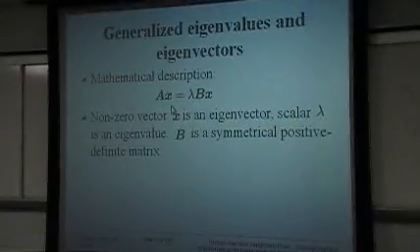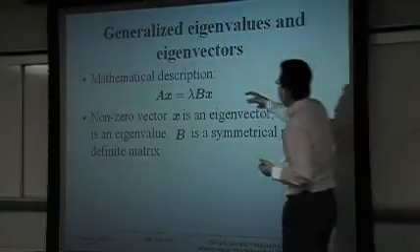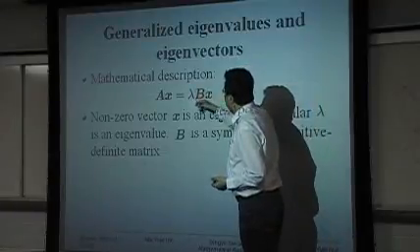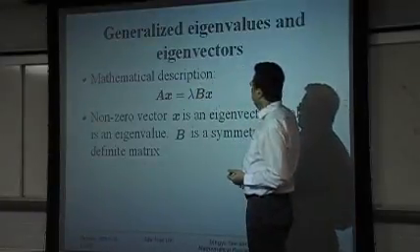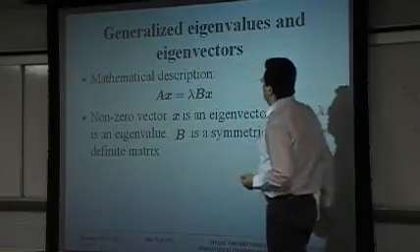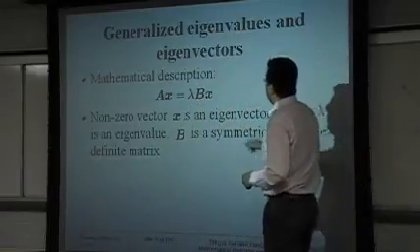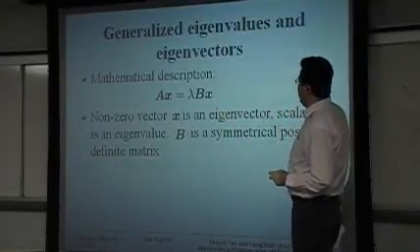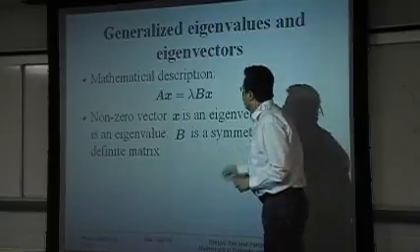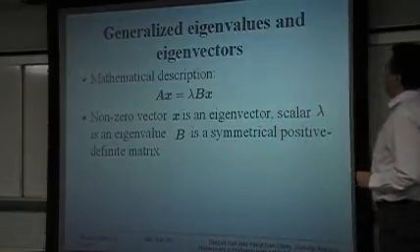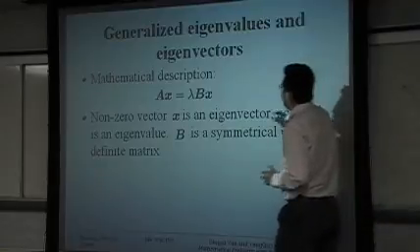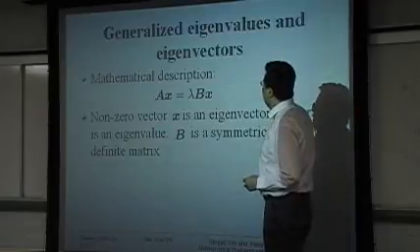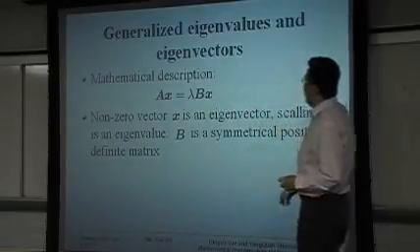Now let's consider the other mathematical description like this. In the standard eigenvalue problems, we do not have the B matrix. Here we may consider an even more complicated case where we insert a B there, and B is a symmetric positive definite matrix. I will explain this one later on. In this case, lambda is called the generalized eigenvalue of the matrix, and X is called the eigenvector of the matrix.